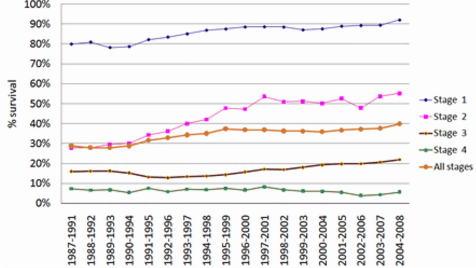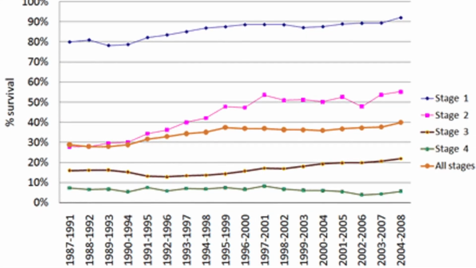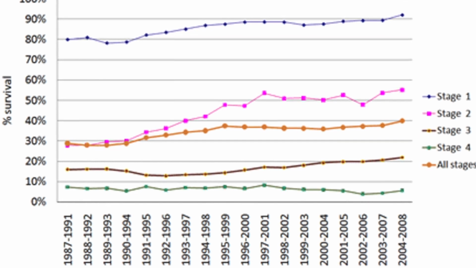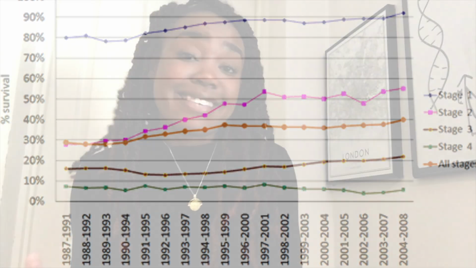That means that for certain cancers, like ovarian cancer, over the last 20 years or so, the survival rates have barely increased, especially for late stages of the disease.